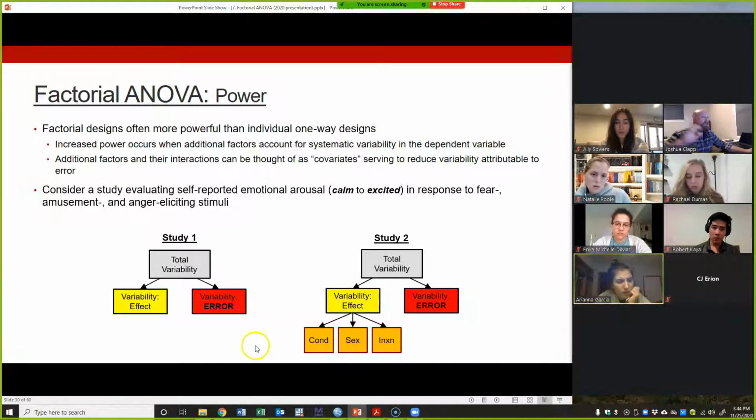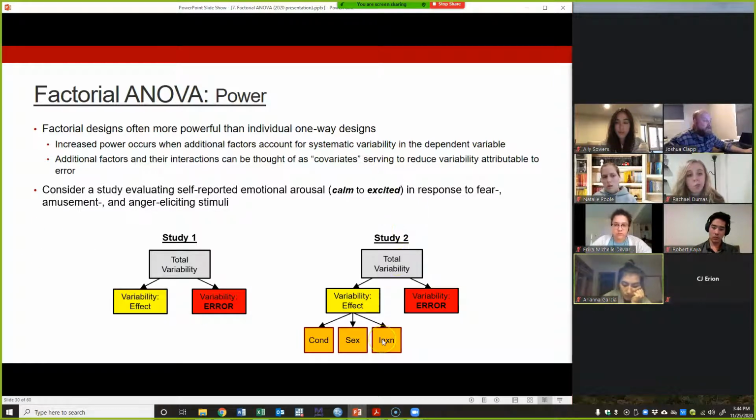I'm not sure. Okay, so I've got systematic variability that's due strictly to my film condition, and then everything else is what, if I'm looking at study 1? Error? Yep. If I haven't accounted for it, it's error, right? Now, in that error term, there may be systematic variability due to sex. There may be systematic variability due to neuroticism. There may be systematic variability due to a lot of stuff. But if I haven't accounted for it in my model, that's all getting dumped in the error term, right?